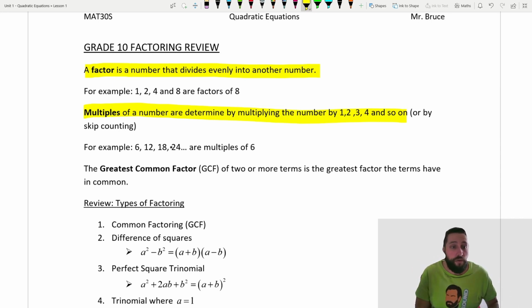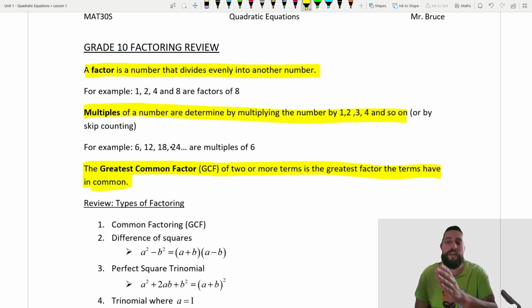Okay, the greatest common factor, or the GCF, of 2 or more terms is the greatest factor the terms have in common. So the big thing is that they have it in common. So if we're taking two different numbers, for example, 8 and 24, your greatest common factor will be 8 because that divides evenly into both 8 and 24.